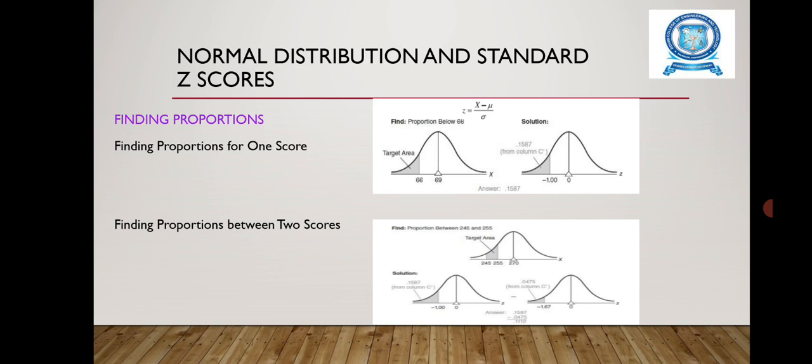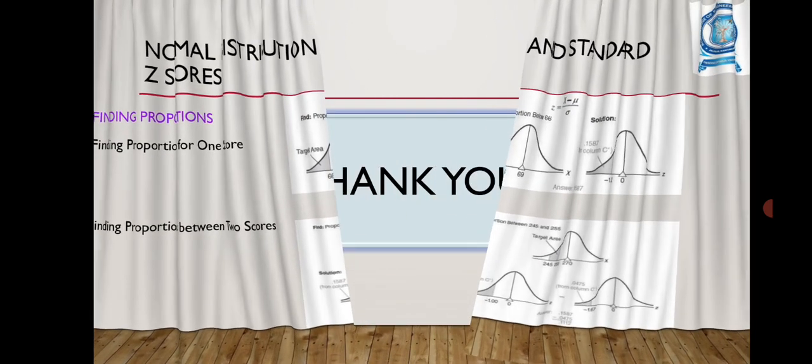And finding proportions between two scores: sketch a normal curve and shade in the target area, finding the proportions which is between 245 to 255. Now plan your solution according to the normal table and convert the x to z by expressing 255 as shown in the figure. So this is a diagram which shows that.